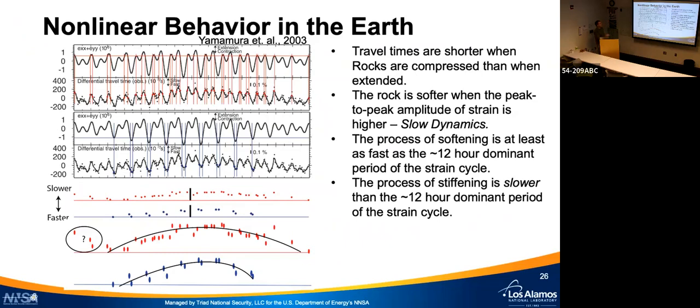So just to summarize, the travel times are shorter when the rocks are compressed than when they're extended. That's true everywhere. The rock is softer when the peak to peak amplitude of the strain is higher. This indicates slow dynamics. And the process of softening is at least as fast as the 12-hour dominant period of the strain cycle. So when it gets softer, it's an instantaneous response. It's faster than the actual rate of change of the strain. But the process of stiffening is slower because it never catches up. It never gets as stiff as you might expect it to over that 12-hour cycle.